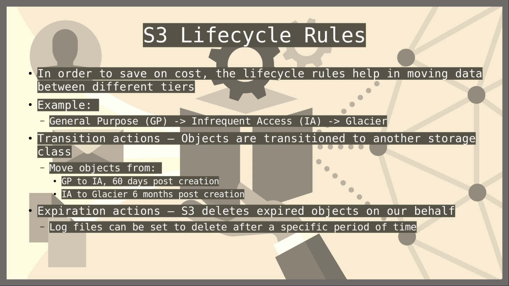Now there are something called transition actions, where we define a rule which indicates after how many days an object should move from general purpose to IA post creation, and similarly, as an example, after how many days an object should move from IA to Glacier post creation.